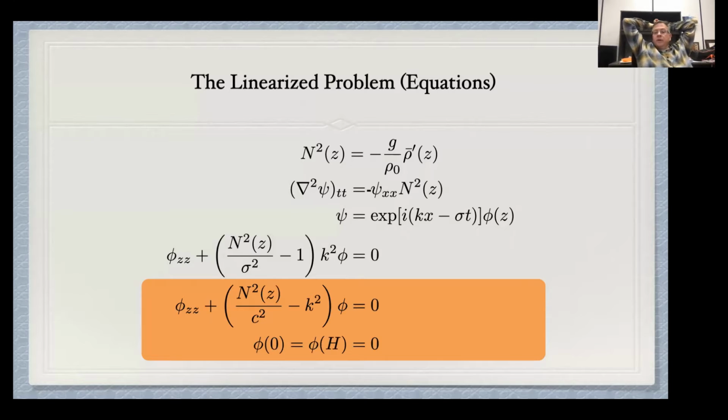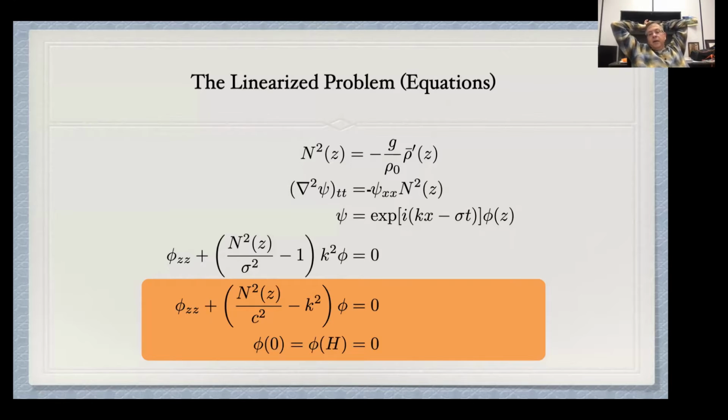So we make what's called the traveling wave ansatz or plane wave ansatz. We say, and we use complex notation just because it's easier to do the algebra, that the stream function is e to the i(kx minus sigma t) times some structure function phi. We do a bunch of algebra and we get an eigenvalue problem for phi, okay? So the idea is you tell me the wave number and I solve for you phi, and the phase speed c is a function of k, okay?